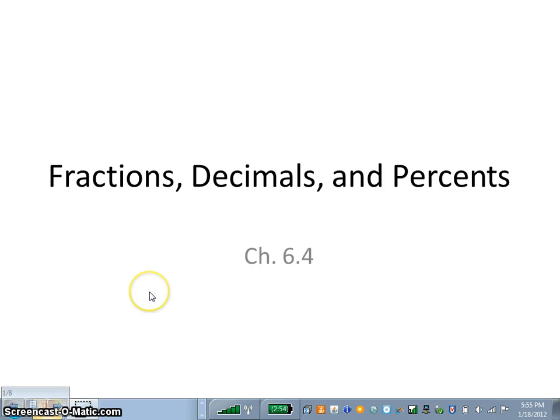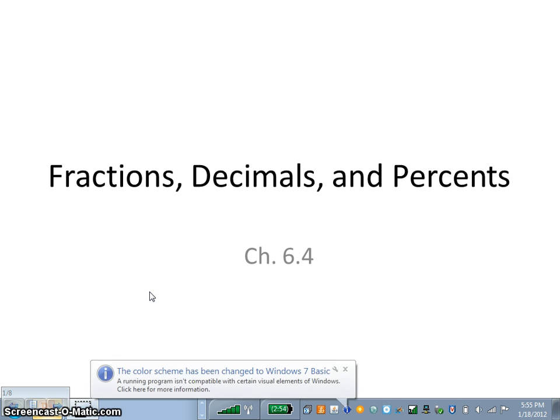Alright guys, so we're going to talk about fractions, decimals, and percents in this section. And this is chapter 6.4, the fourth section of chapter 6.